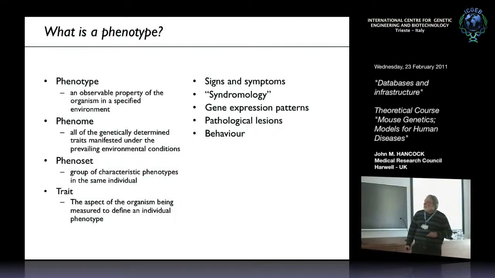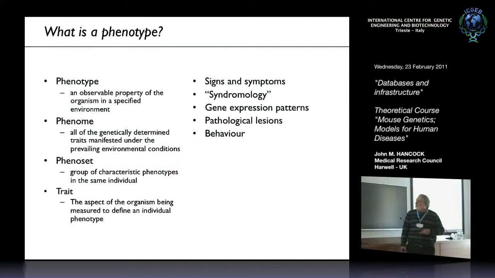We also came up with this idea of the phenoset, and this was to distinguish the phenome, which is everything, from those phenotypes that you see in a particular individual, because a particular individual has a subset of all the possible phenotypes. So this is a small concept: when we measure phenotypes in IMPC, we measure a phenoset for an individual mouse or mouse line.